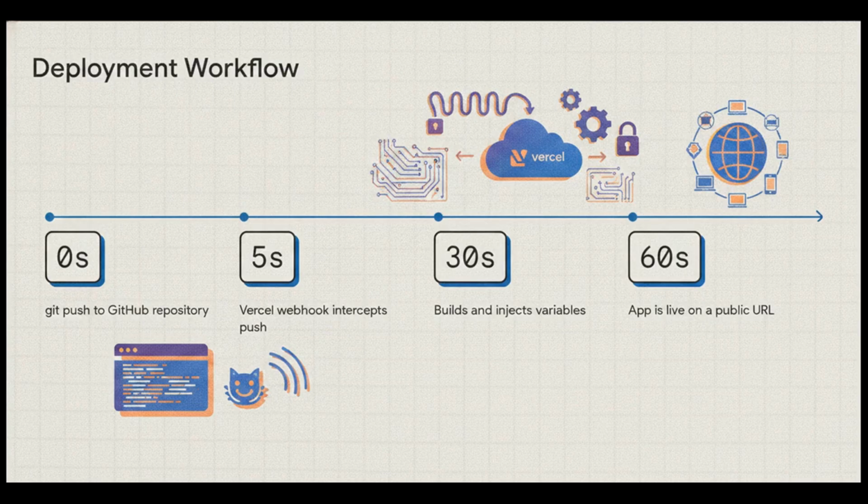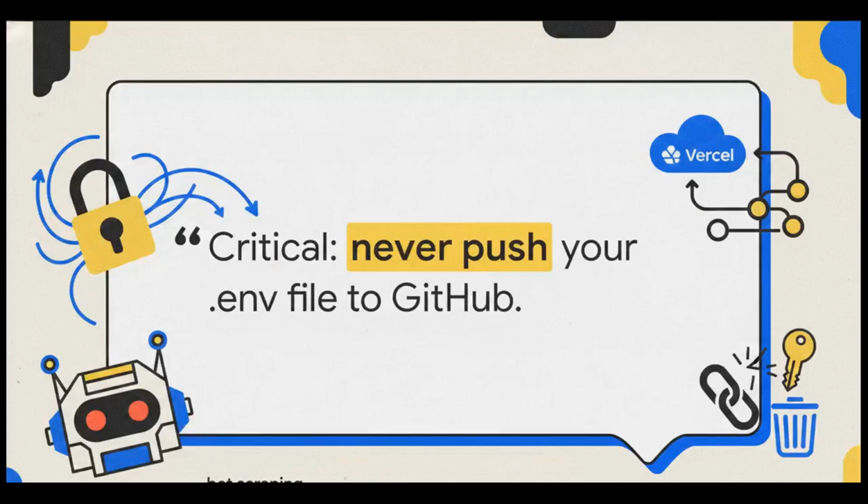Let's just walk through this timeline. At 0 seconds, you type git push in your terminal to send your code to GitHub. That's literally all you do. At 5 seconds, a Vercel webhook automatically intercepts that push. By 30 seconds, Vercel is quietly building your project in the background and securely injecting your API keys. And in under 60 seconds, your fully tested application is live on a secure public URL for the whole world to see. From a single terminal command to global distribution in under a minute. It's just staggering.